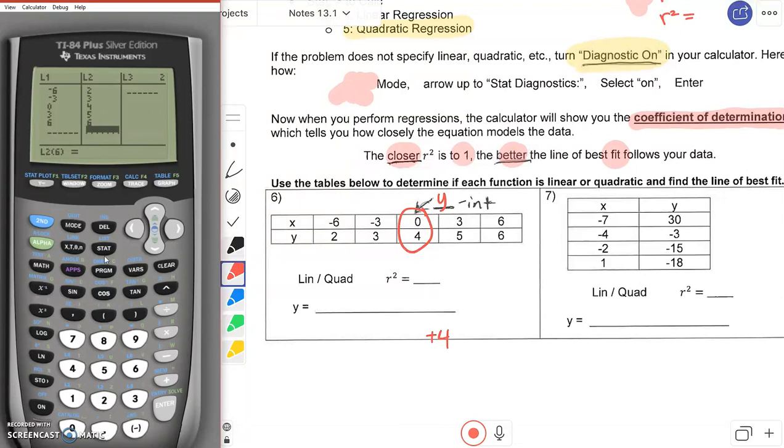Okay, so I'm going to stat, go to calc, and check linear. 4 all the way down, calculate. So I've got an R value that's equal to 1, which means that's my correlation coefficient, and I have R squared that's equal to 1. So I know this guy's linear on it, because I already have that perfect fit.